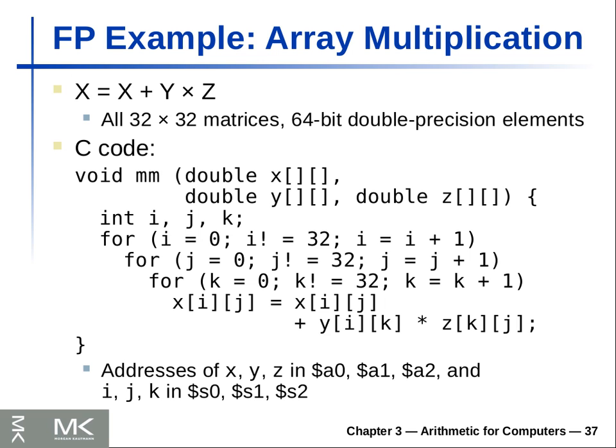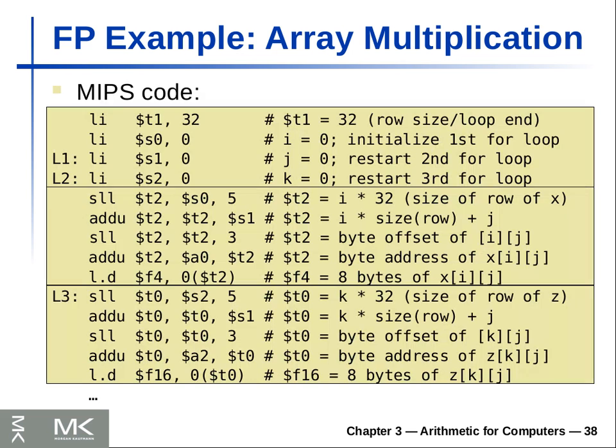All right. So each row is 256 bytes. If you notice over here, there's that 2 to the 5th, 2 to the 3rd. That's how you know the byte offset of J. Then you can finally get the byte address of X sub I sub J, and then you can load in the 8 bytes of X sub I sub J. Kind of following how this happened?